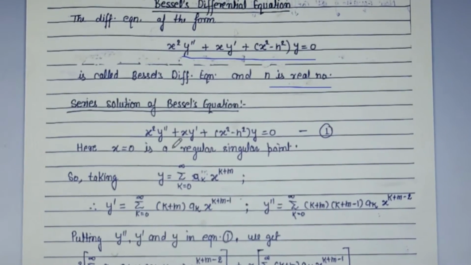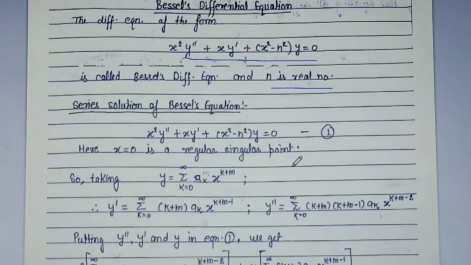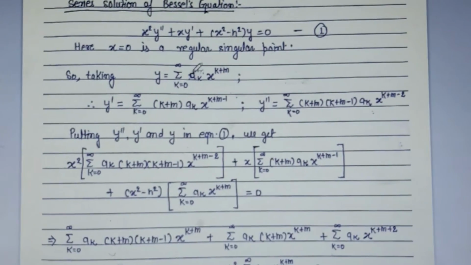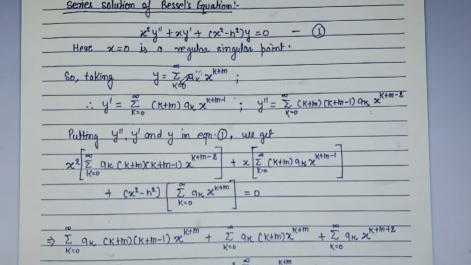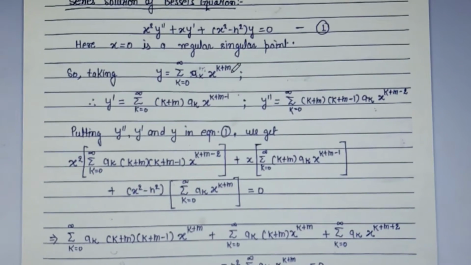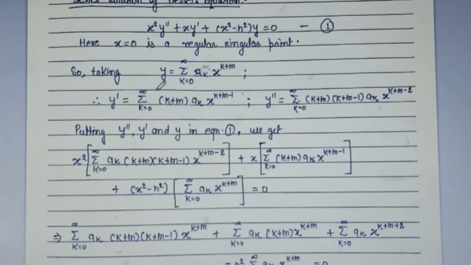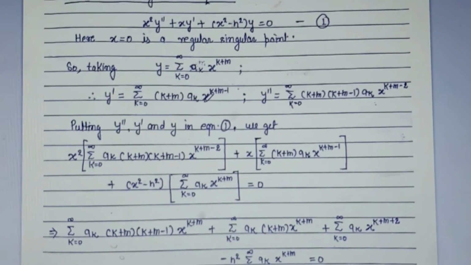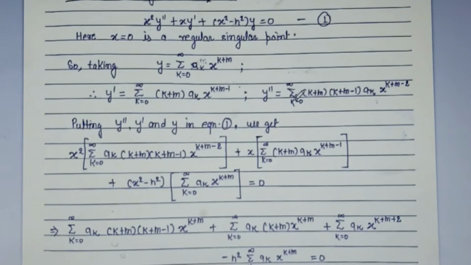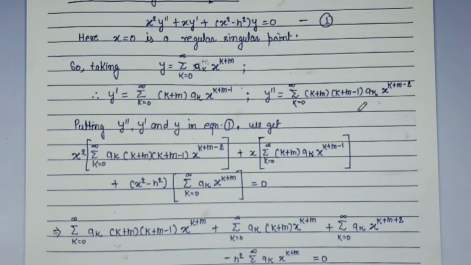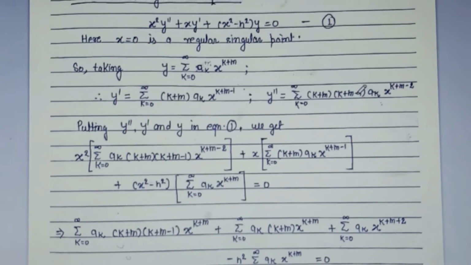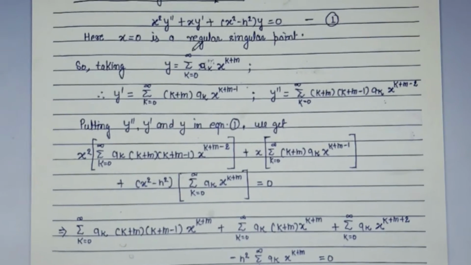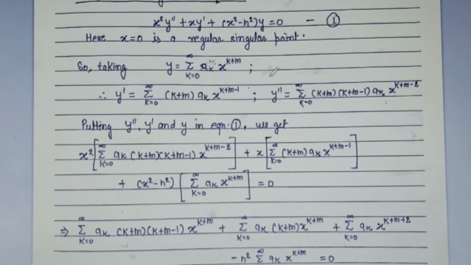Over here, x is equal to 0 is again a regular singular point. So we take y dash and y double dash as we have always done. y is equal to summation of k is equal to 0 to infinity a_k x to the power k plus m. y dash is equal to summation of k is equal to 0 to infinity (k plus m) a_k x to the power k plus m minus 1. y double dash is equal to summation of k is equal to 0 to infinity (k plus m) into (k plus m minus 1) a_k x to the power k plus m minus 2. These are the three formulae that we have always studied.